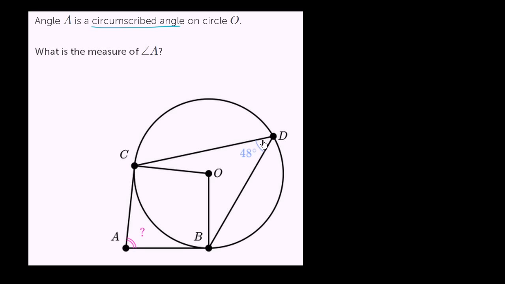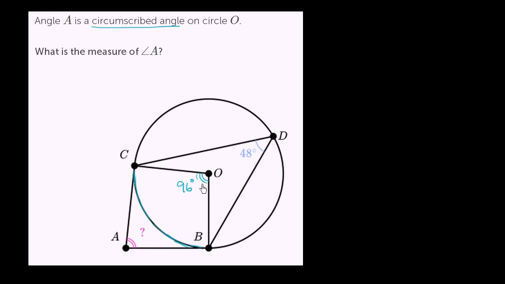So the other piece of information they give us is that angle D, which is an inscribed angle, is 48 degrees. And it intercepts the same arc. So this is the arc that it intercepts, arc CB, I guess you could call it. It intercepts this arc right over here. It's the inscribed angle. The central angle that intersects that same arc is going to be twice the inscribed angle. So this is going to be 96 degrees.